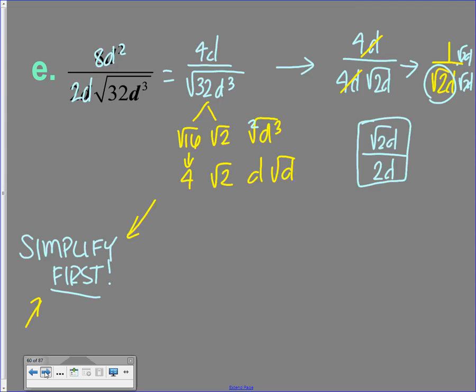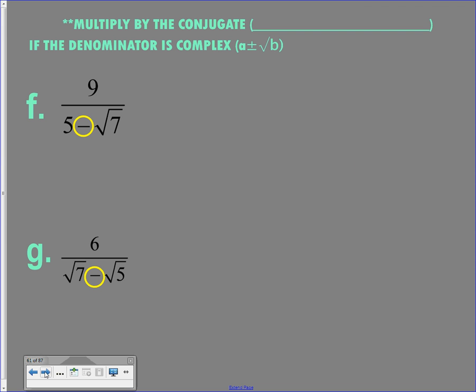Okay, the next ones get a little trickier. If you notice, I have an area that's circled. And now what happens is the bottom has become more complex because there's either going to be a plus or a minus sign in there. Now, when the denominator is complex, we have to multiply by the conjugate, okay? And that is the denominator.